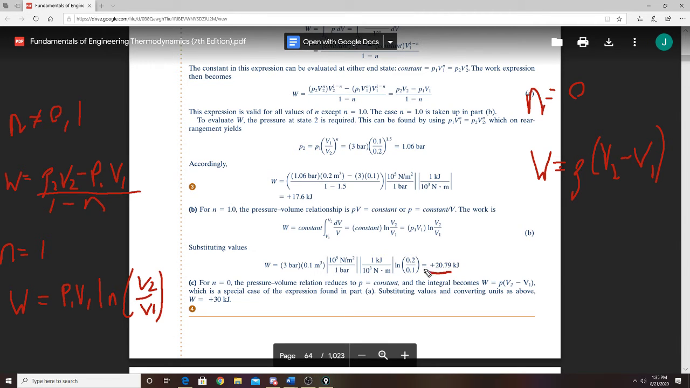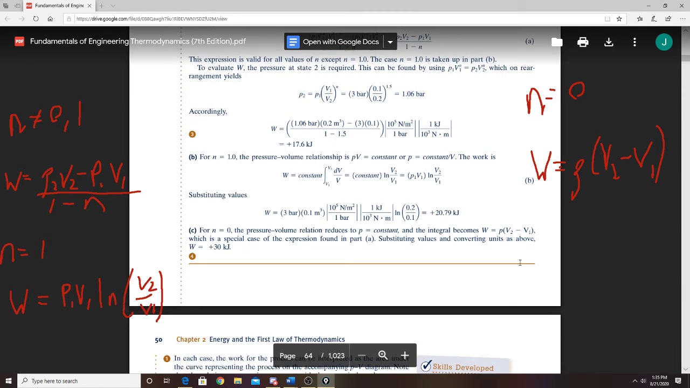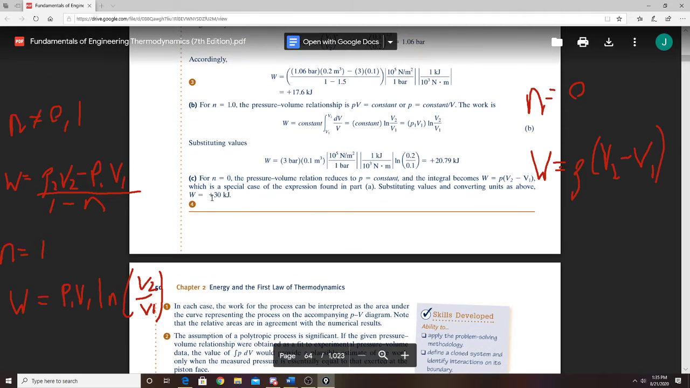And so right here, they get a different answer, right? Because remember, this one had a different relationship for pressure and volume, so the answer should be different. And then the last one, the kilojoules, is just 30, because it was a very simple relationship.